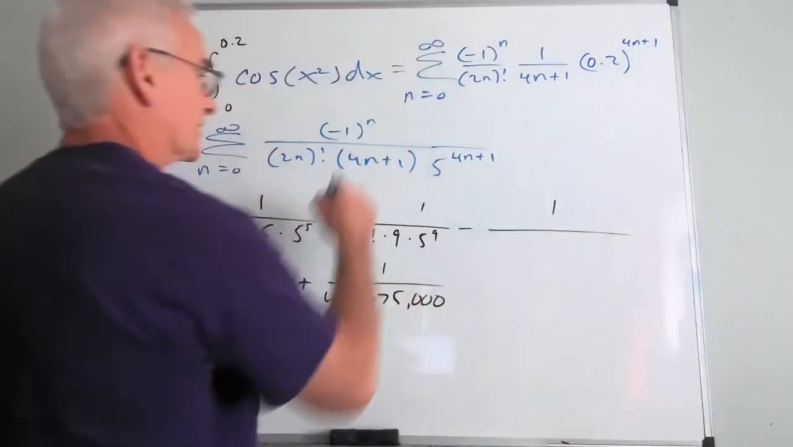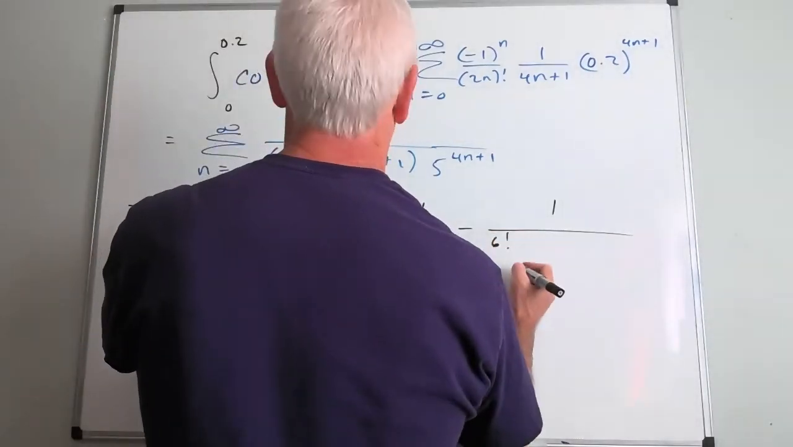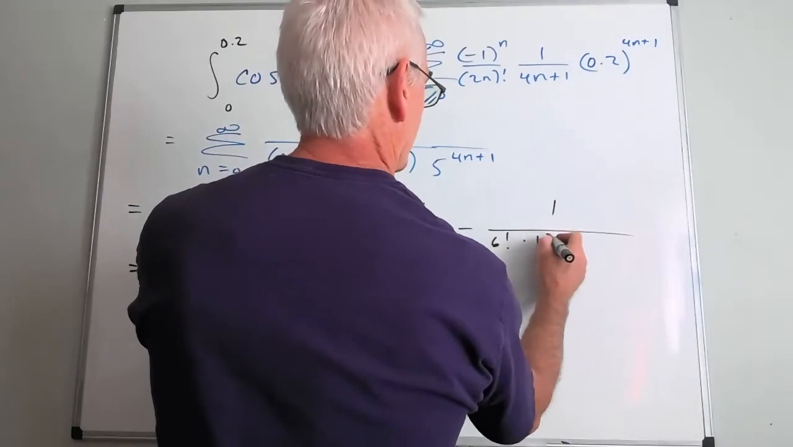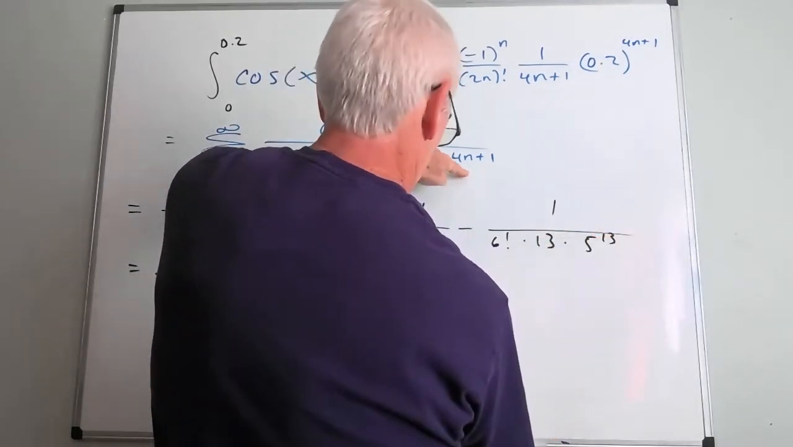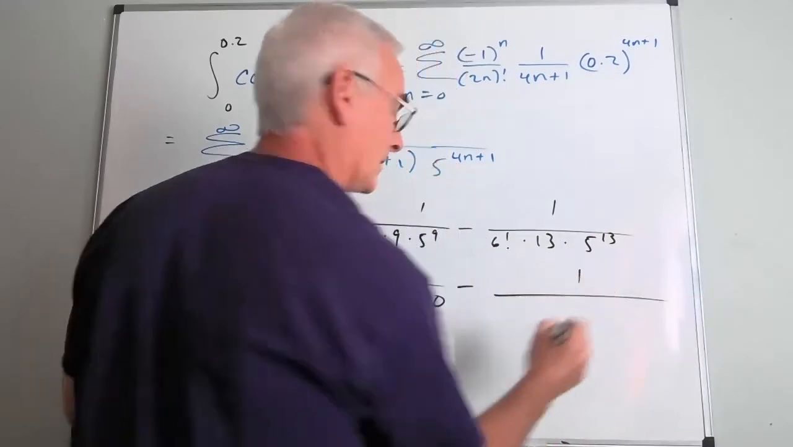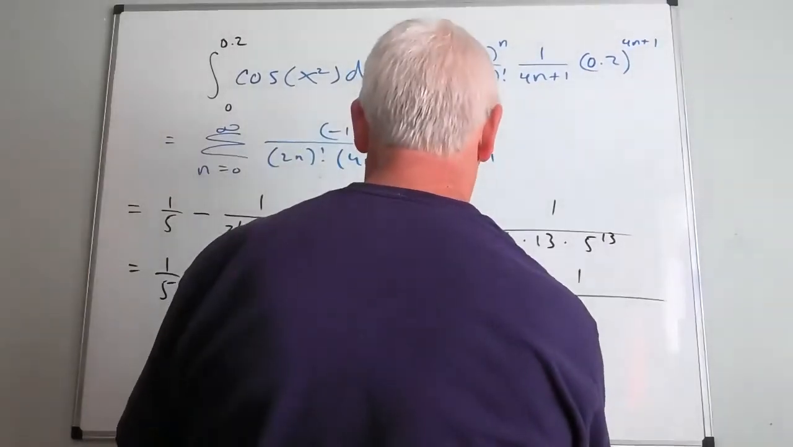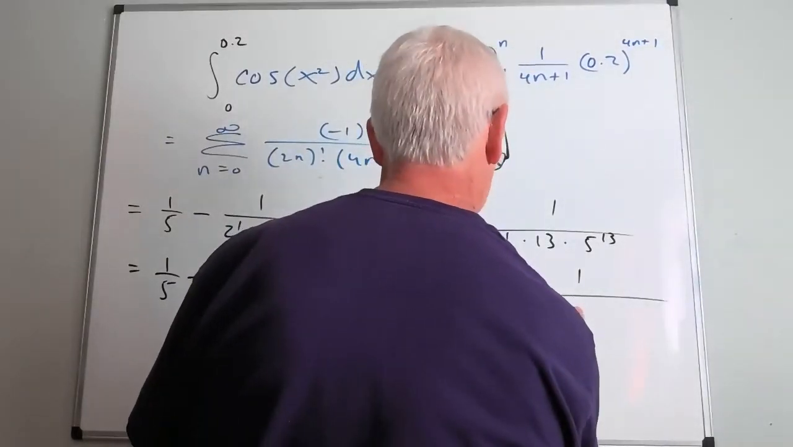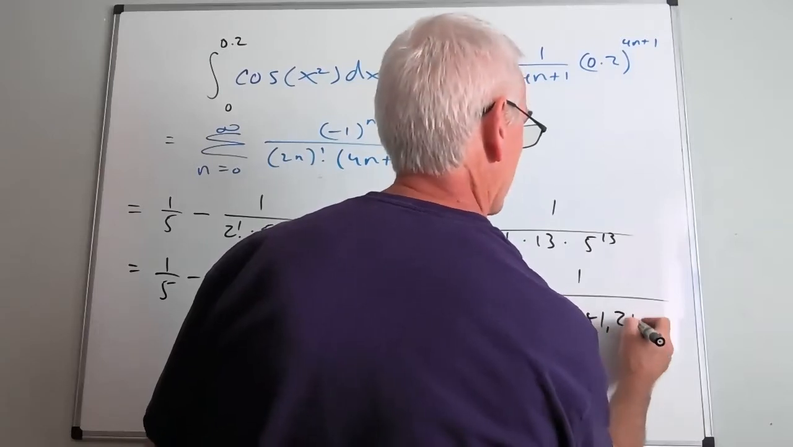I know it's a minus because it's alternating. So n is 3. So I have 6 factorial times 13 times 5 raised to the 13th power. That's a really big number. This number, again, I needed computer software to do this calculation. My calculator is a little inadequate for this.